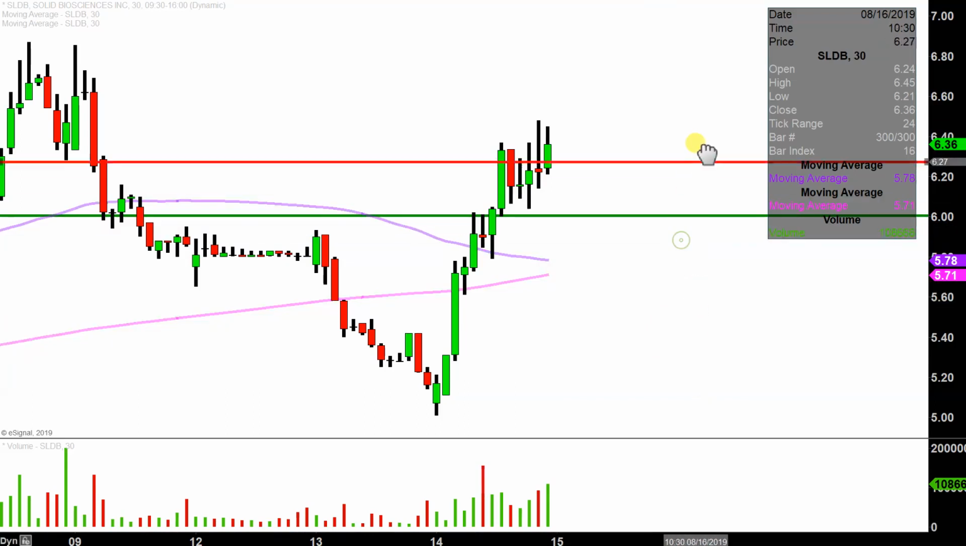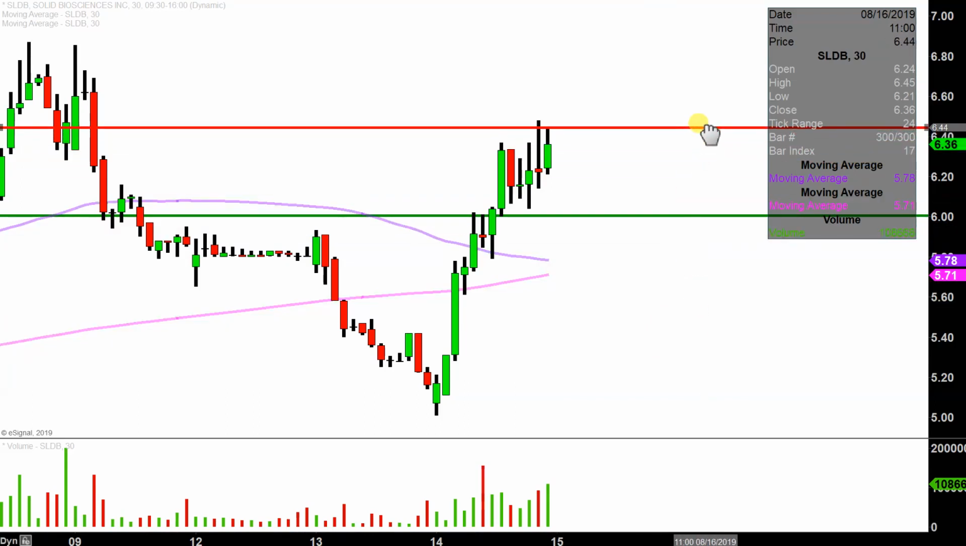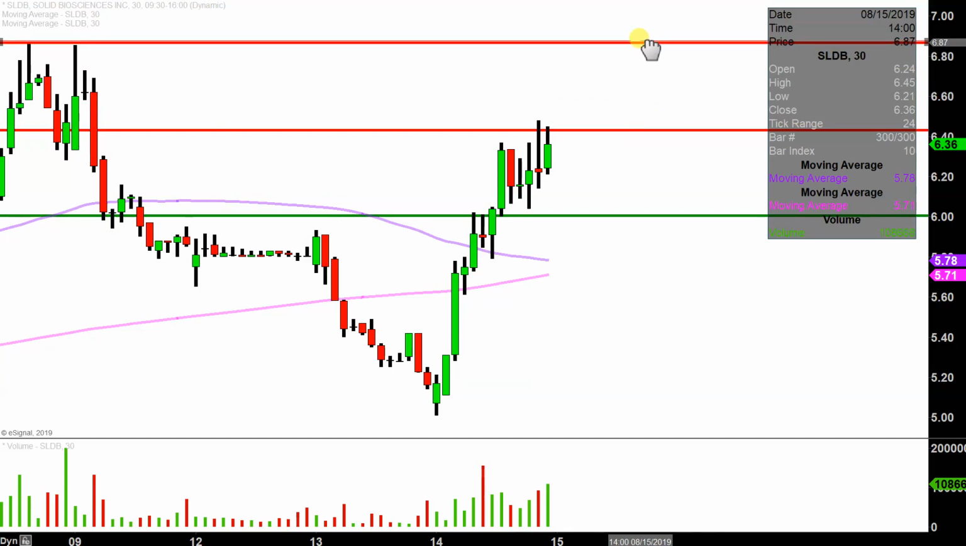So first key level, nothing fancy, just simply where the party stopped today, and that was right up there around $6.45. If $6.45 is going to be broken, the next key battleground going forward would be those previous highs. So let's see, one was that back there in early August, and that sits up around $6.85. So $6.45, $6.85, next two key battlegrounds going forward.